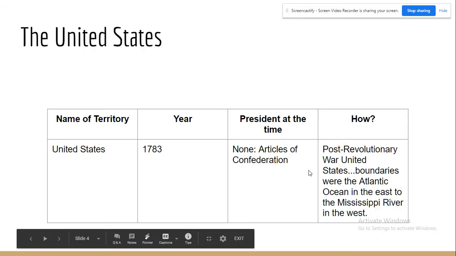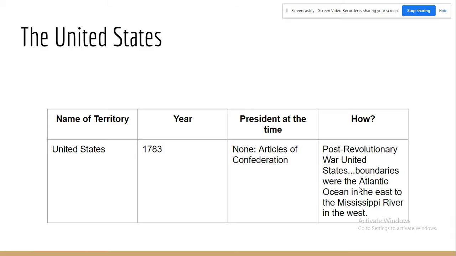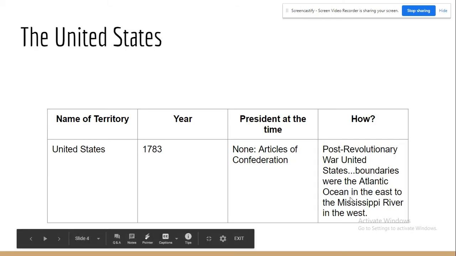And how did we get this land? Well, this is post-Revolutionary War United States. And so the boundaries are the Atlantic Ocean in the east and then the Mississippi River in the west.